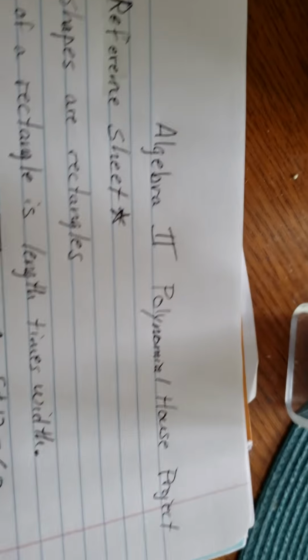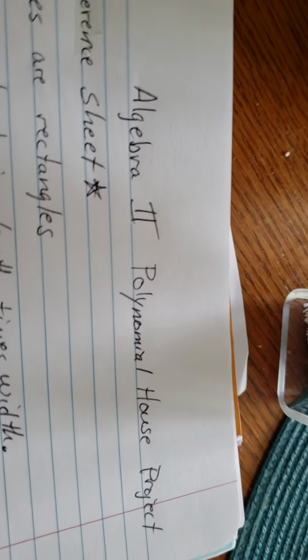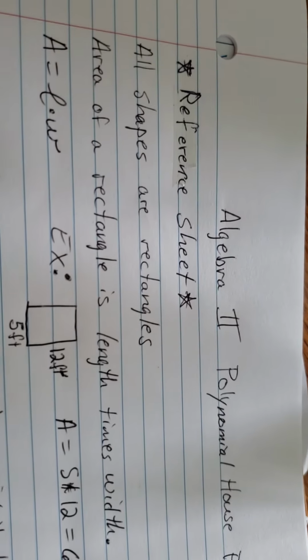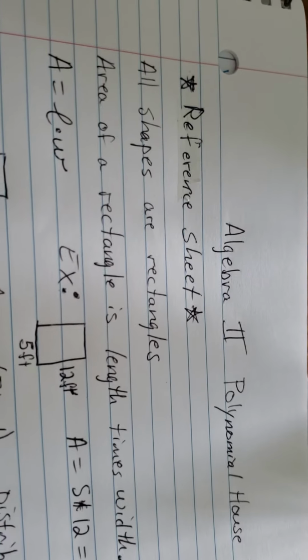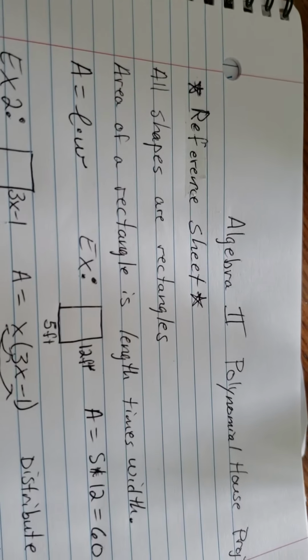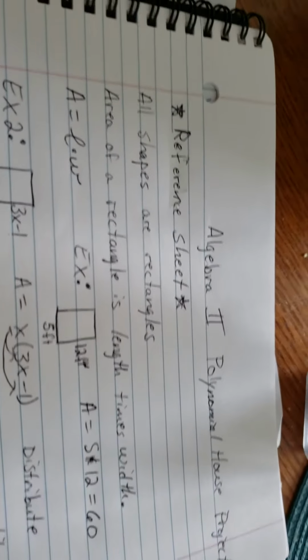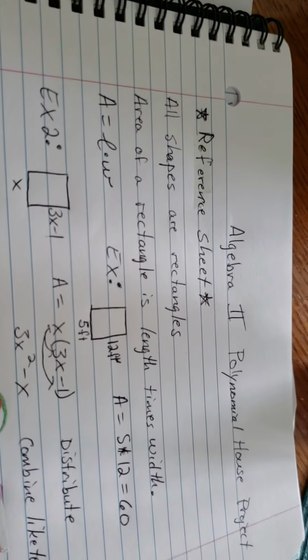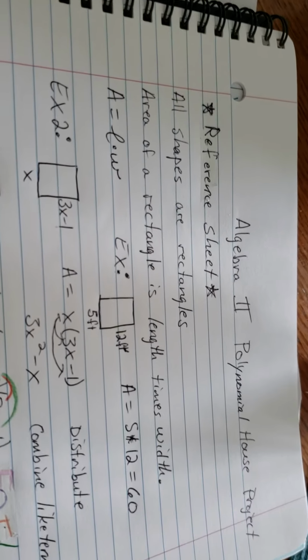Okay, Algebra 2, here is some reference and example material for your polynomial house project. Here's a reference sheet. All of the shapes in your project are rectangles. We're not going to get into some of the rectangles are squares and some are whatever. They're all rectangles. The way we find the area of a rectangle is length times width.